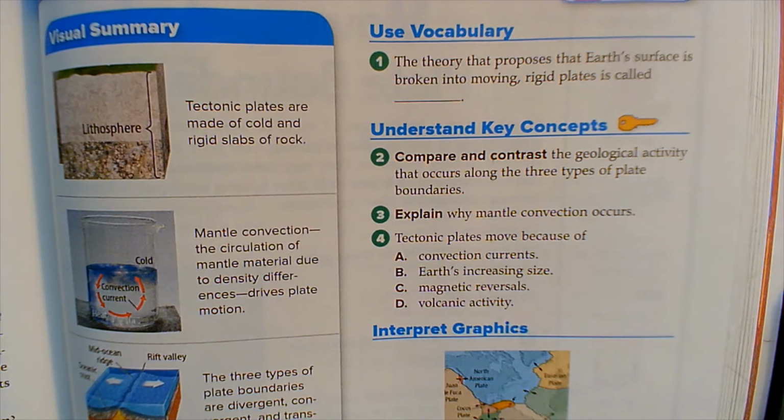Okay, on page 331, let's do the lesson review. Number 1 asks, the theory that proposes that Earth's surface is broken into moving rigid plates is called plate tectonics. Number 2, compare and contrast the geological activity that occurs along the three types of plate boundaries.